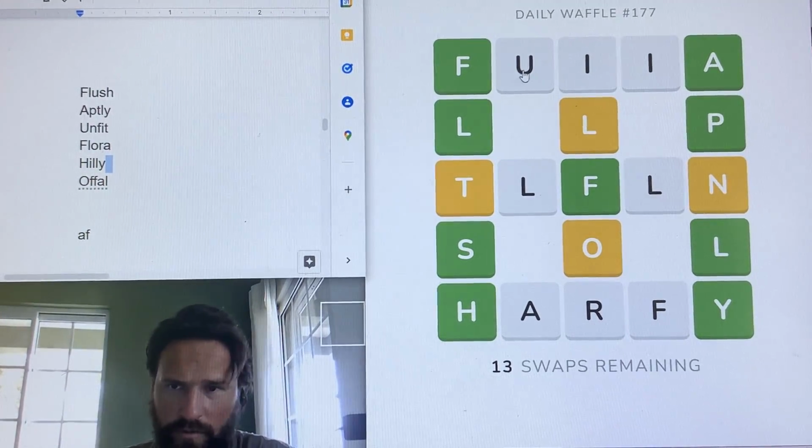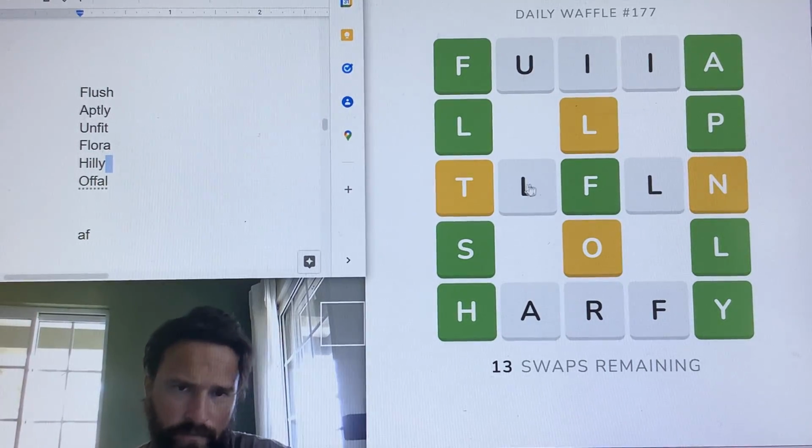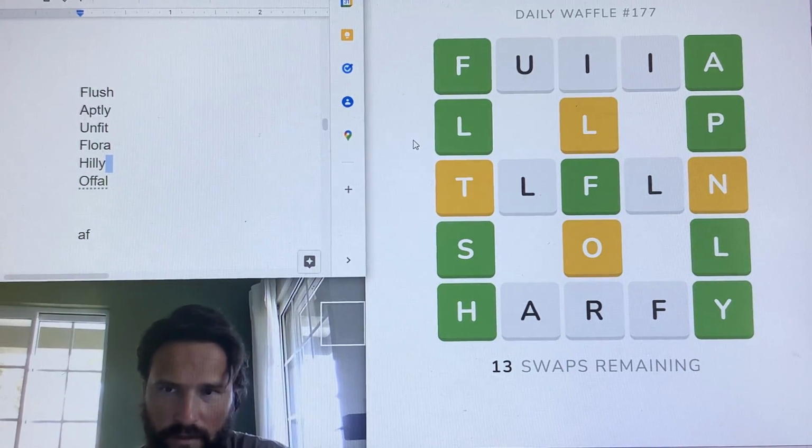All right, so if U goes here, we want the T here, we want the N here. So that's a little circle. This U, T, L, N makes a little circle where we could turn 4 tiles green in 3 moves. There might be something we can do more efficiently than that, so I'm gonna keep it moving.